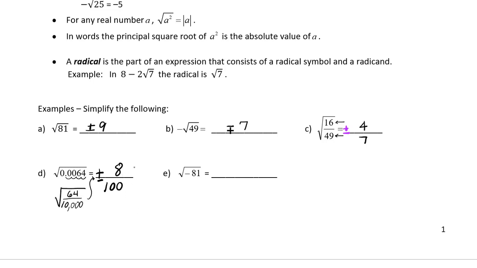Also, if you take 8 over 100, you could reduce that to 4 over 50, which would reduce even further to 2 over 25. So you could finally say that the reduced solution would be 2 over 25. And then lastly, we have the square root of -81. This would be plus or minus 9i.